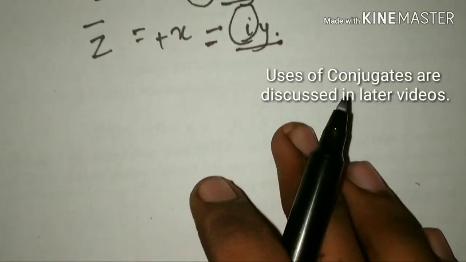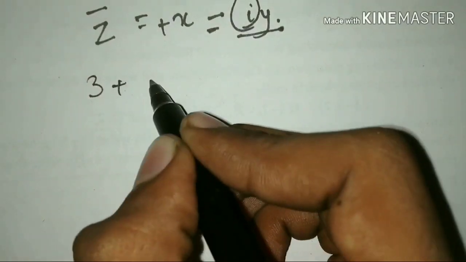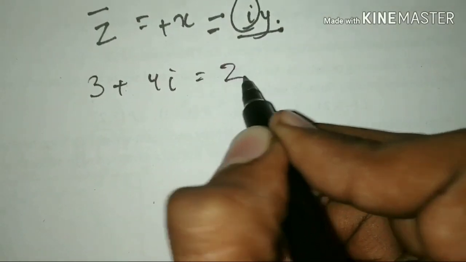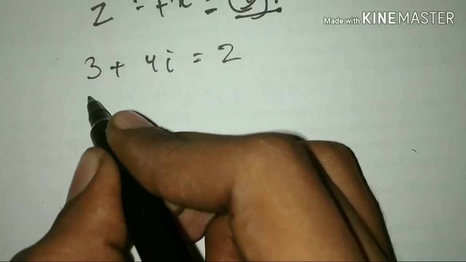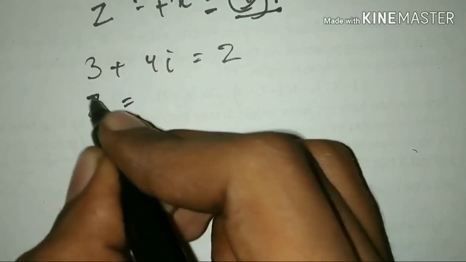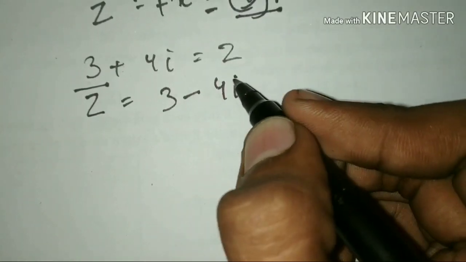Okay, now say 3 plus 4i is a complex number. Then we write the conjugate of this number as z bar equals 3 minus 4i. Right, so that's all about the conjugate. Now in the next video we are going to discuss the four operations on complex numbers, that is addition, subtraction, multiplication and division.